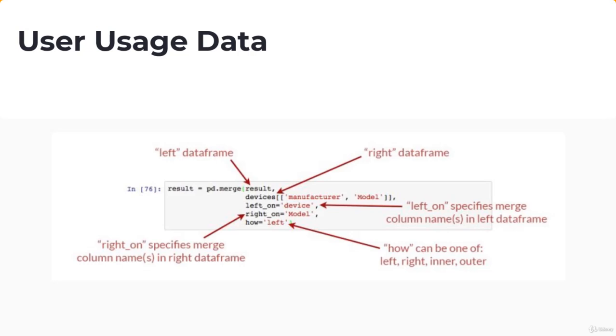So we will specify which is the left column name and the right column name on which we will perform the merge operation, and then we will specify which type of merge operation we want to perform. We have the left, right, inner and outer types of merge operations, and we will see how we can understand and learn from them and how they are different from one another.